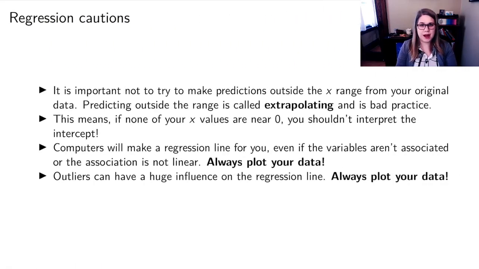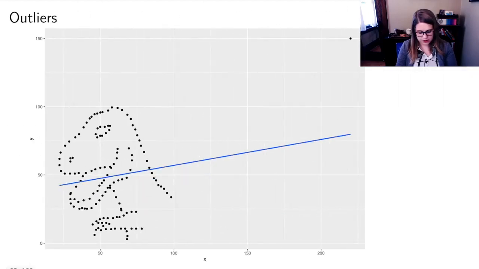Another caution is that outliers can have a big influence on the regression line, and so you need to make sure that you plot your data. In this one, I just took the datasaurus data and I added in an outlier way outside in the plot, and that made my regression line way steeper. So it dragged the line up.